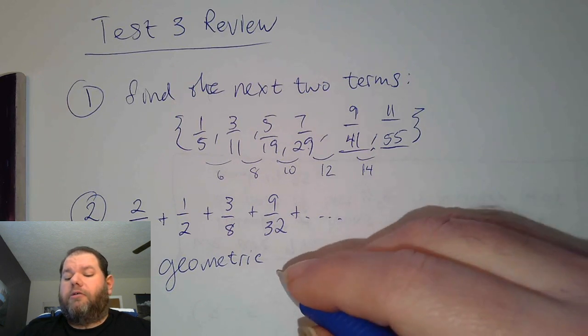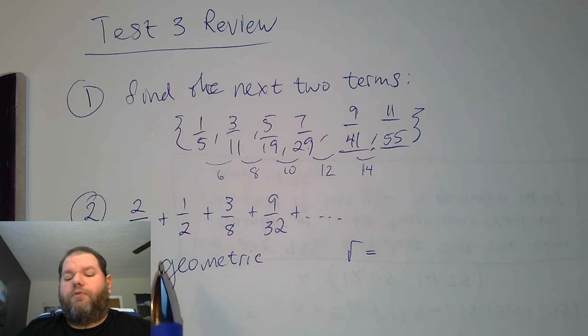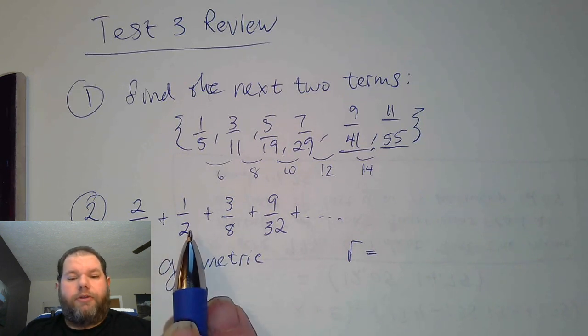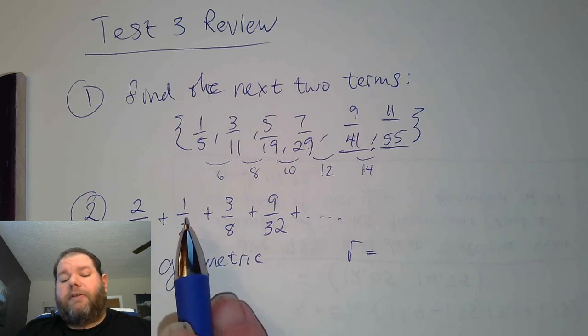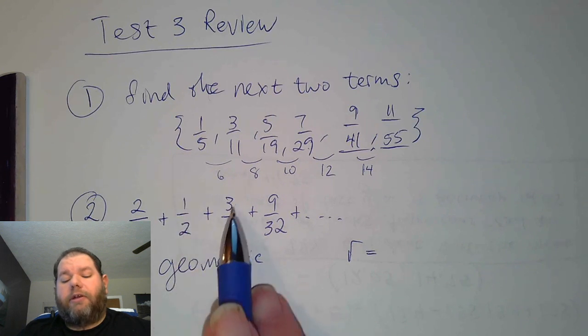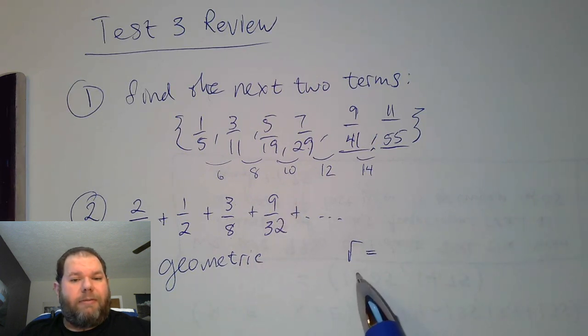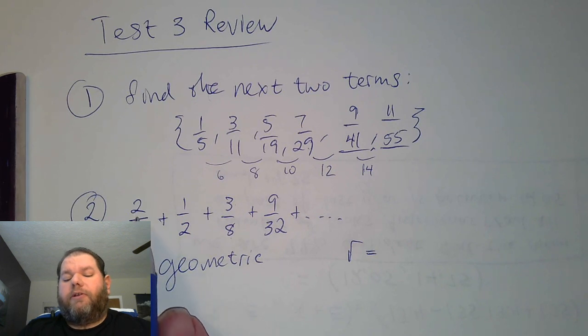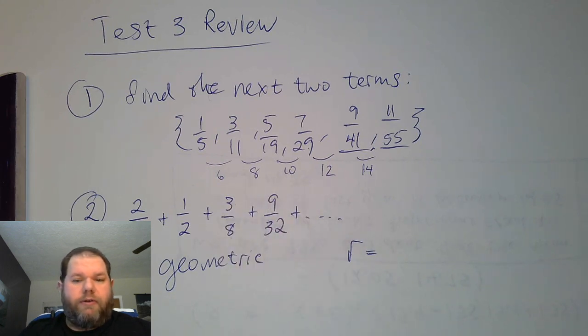Well, R, remember, is the common multiple. Whatever we multiply 2/3 by to equal 1/2, we're going to multiply that same number by 1/2 to get 3/8, and multiply that same number times 3/8 to get 9/32, and so on. We're just going to keep multiplying by the same number, R. So what times 2/3 is 1/2, what times 1/2 is 3/8, and what times 3/8 is 9/32.